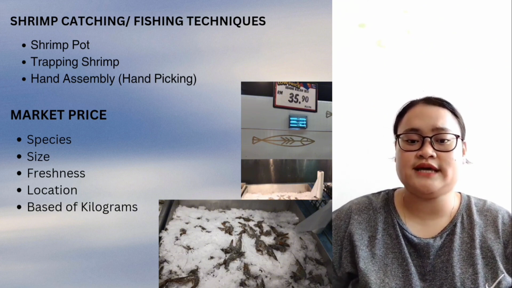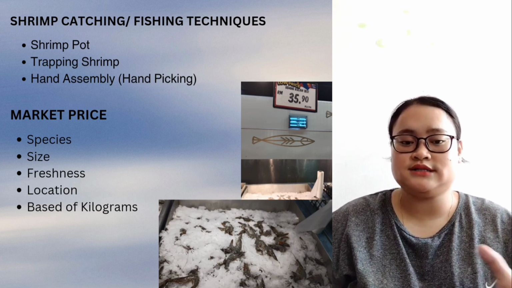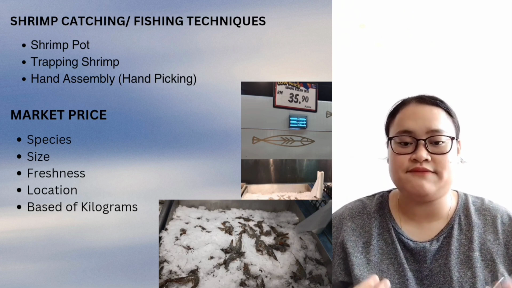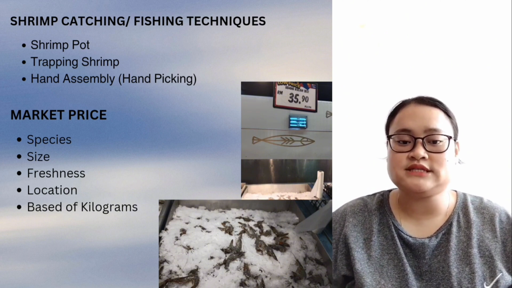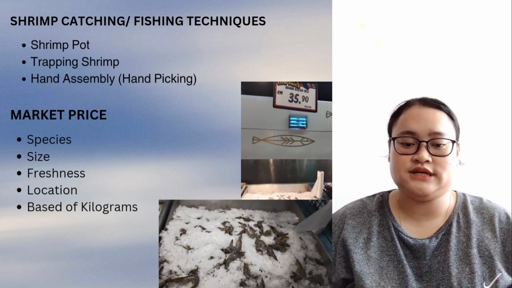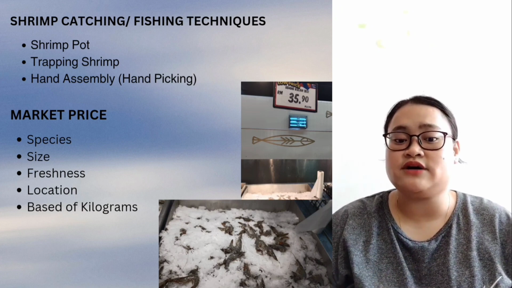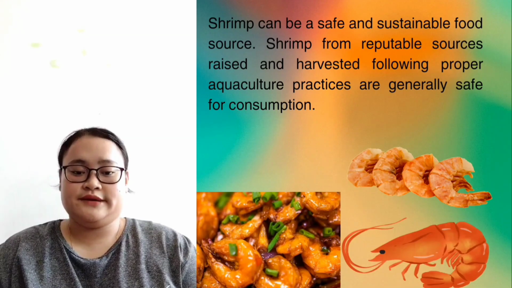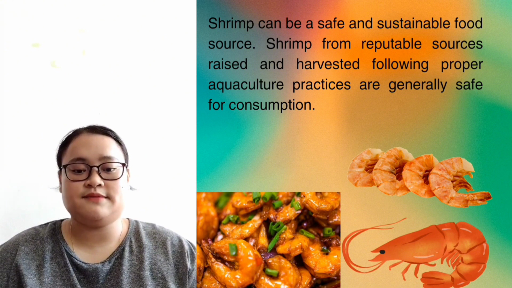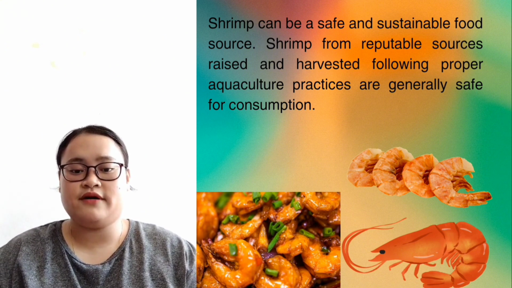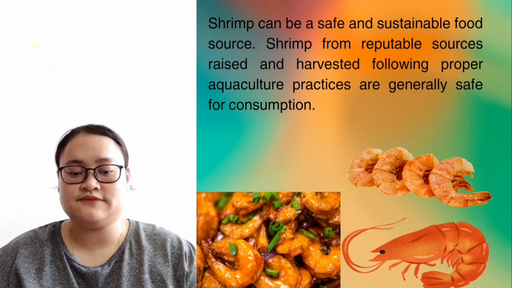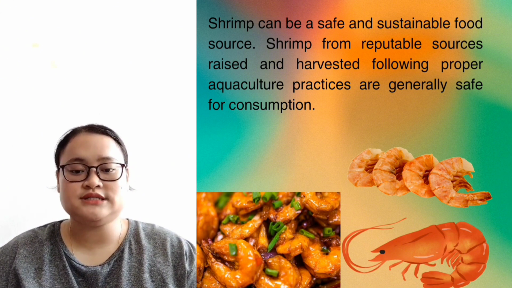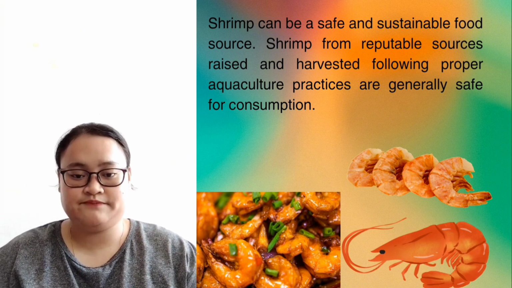As for the market price of shrimp, it is often uncertain because the price of shrimp varies depending on several factors, including different species of shrimp, size of shrimp, freshness of shrimp, and location, and the price of shrimp is also based on kilograms. Shrimp can be a safe and sustainable food source. Shrimp from reputable sources and harvested following proper aquaculture practice are generally safe for consumption.